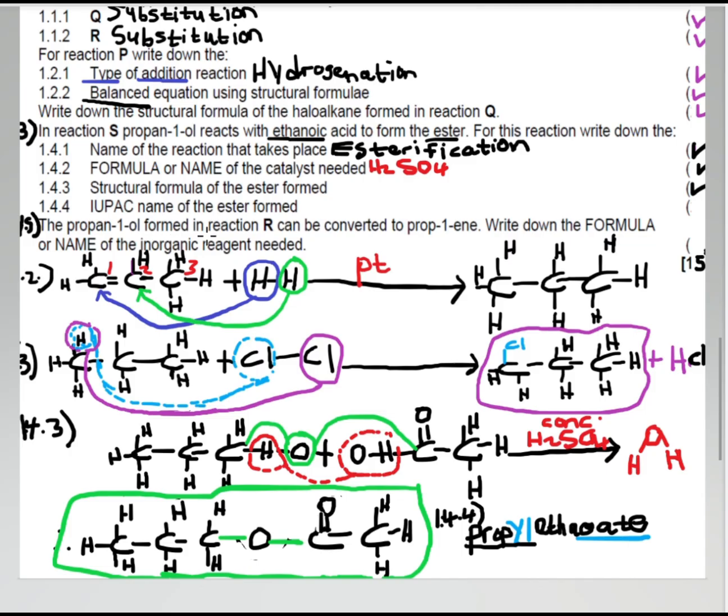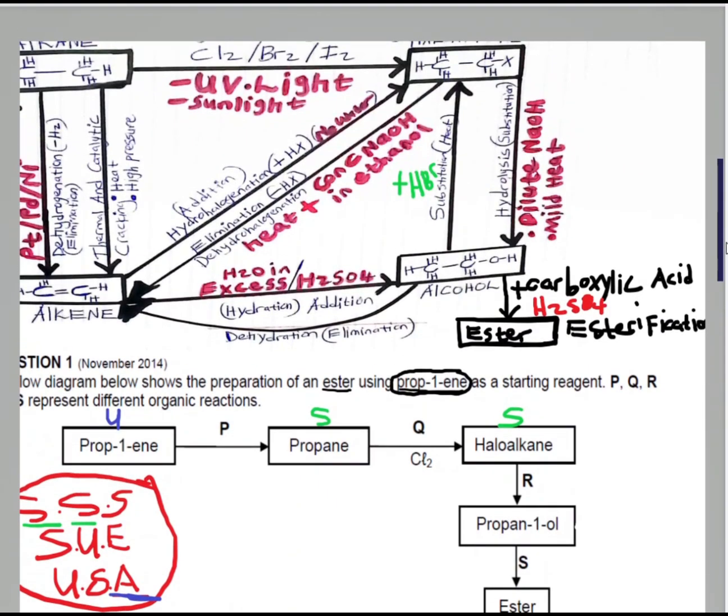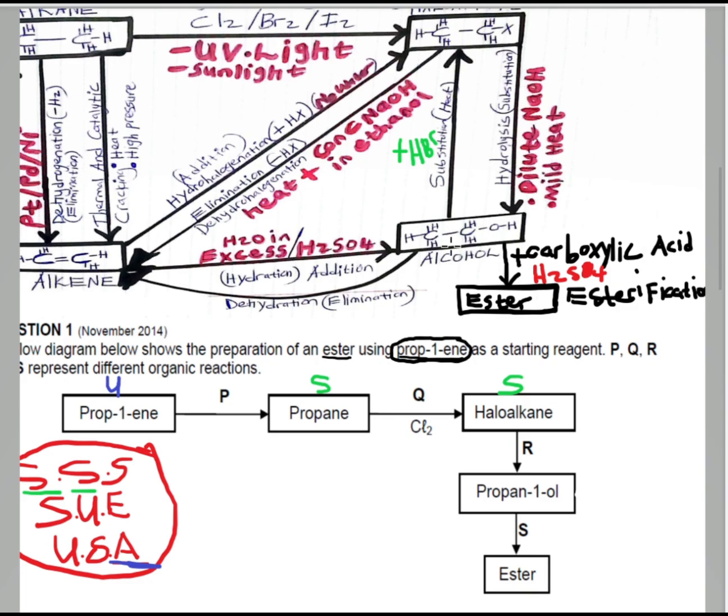The propan-1-ol formed in reaction R, all right? Where is reaction R? This is reaction R from the haloalkane to the propan-1-ol. It can be converted to propene. Write down the formula or the name of the inorganic reagent that is needed. That alcohol can be converted to alkene. Look at this. Propan-1-ol can be converted to propene in reaction R. So where are you moving? You are moving from an alcohol to an alkene. Look at your summary. The summary won't betray you.